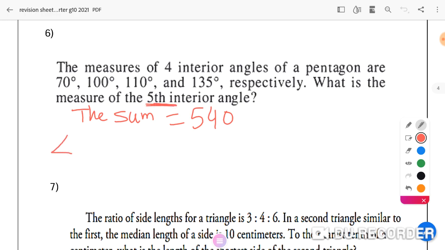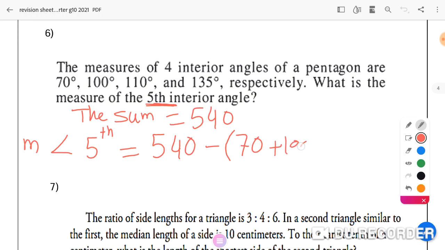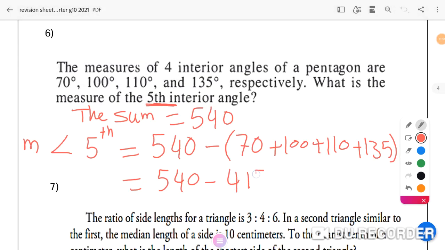So I can say that the measure of the fifth angle equals the entire sum of all interior angles, which is 540 degrees, minus the sum of the given interior angles, which is 70 plus 100 plus 110 plus 135, and the required will be 540 minus their sum, which is 415, and the angle will be 125 degrees.